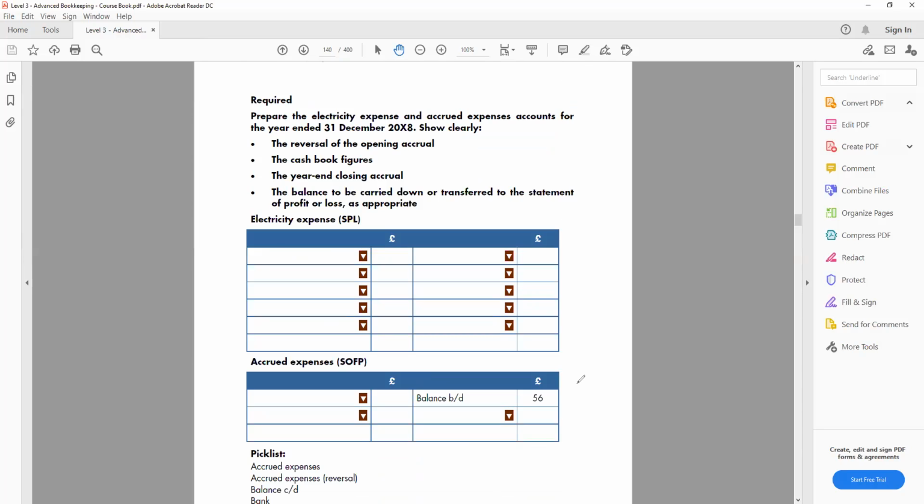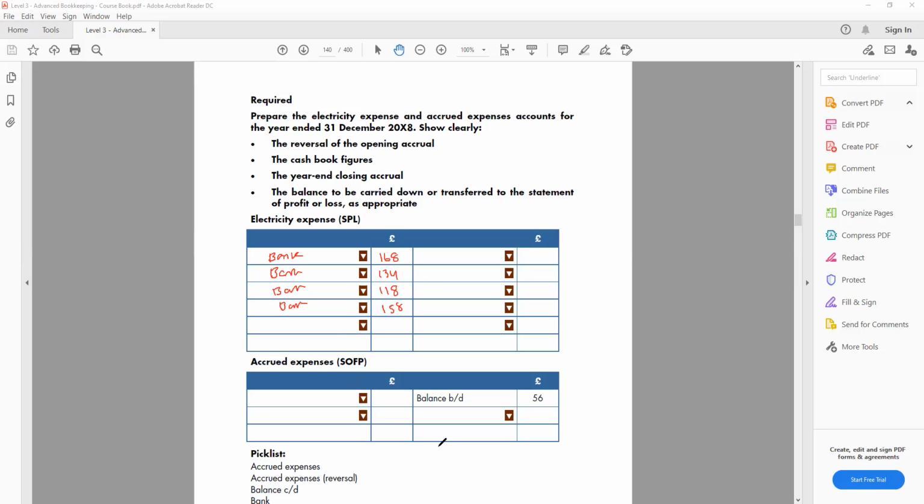We're going to write bank. From the bank, we paid 168. Then from the bank, we paid 134. From the bank, we paid 118. From the bank, we paid 158. And we have accrued expense for this year.